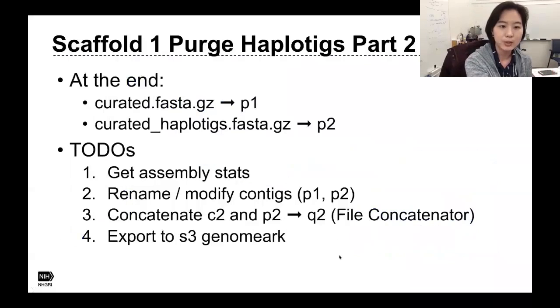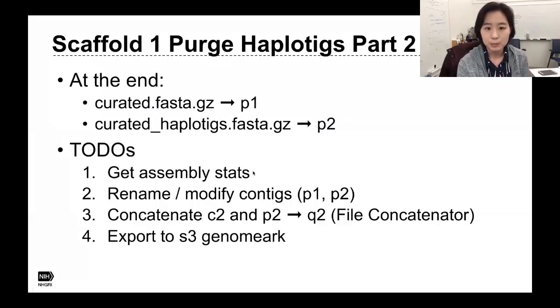So at the end, you get 2 FASTA files plus some other output files. You will get 1 curated FASTA file and a curated Haplotigs FASTA file. This curated FASTA file will become the P1, and the curated Haplotigs will become P2. And I would encourage you to get the assembly statistics, which I will cover later on, and compare that to the C1 stats and see if there are any changes.